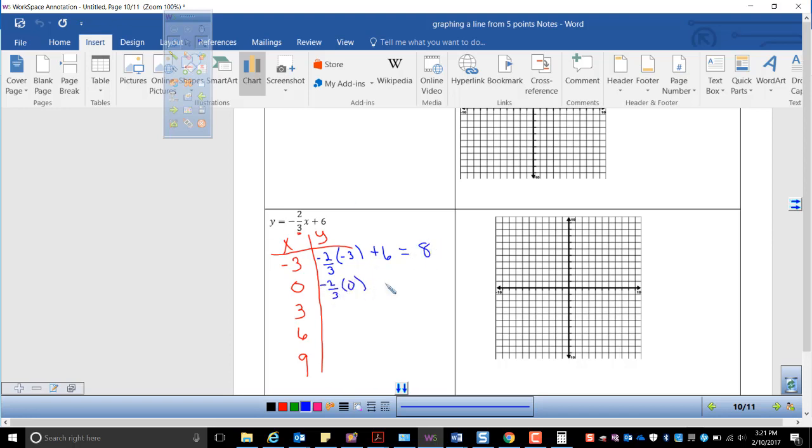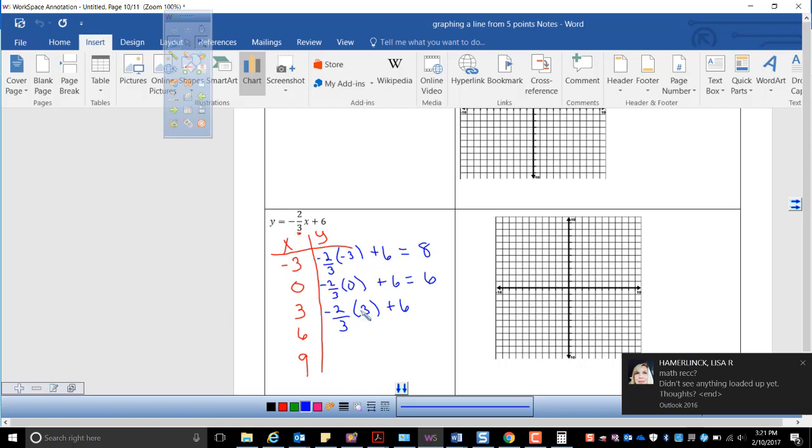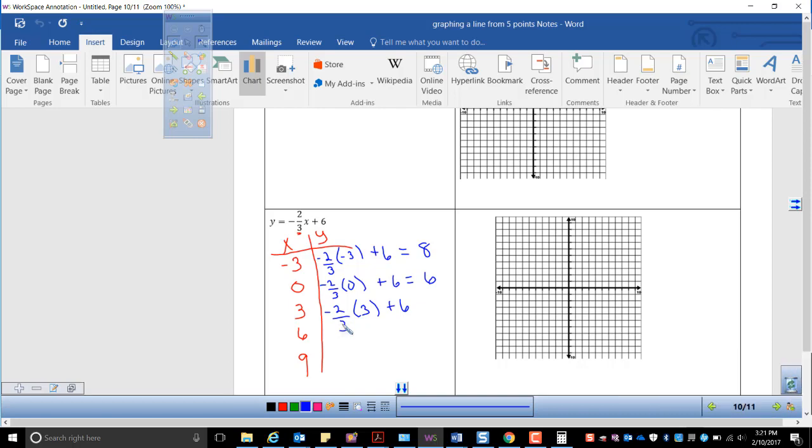So now we're going to put in 0. 0 is easy because this is just 0. 0 plus 6, 6. Now we're going to put in 3. So this negative that's here, you can just put it in the top. That's what I do with it. Okay, so negative 2 times 3 is negative 6. Divide by 3 is negative 2. Negative 2 plus 6 is 4. And we're going to put in 6. My spacing is bad, sorry.